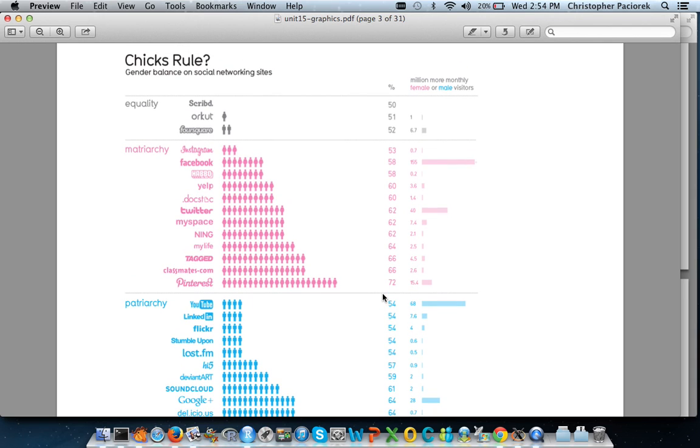So take a few minutes, confer with your neighbors, and see what you think about this presentation of information, what you think is good about it, what you think is bad about it, and how you might modify it if you were making a graphic to try and illustrate the points that are trying to be made here.